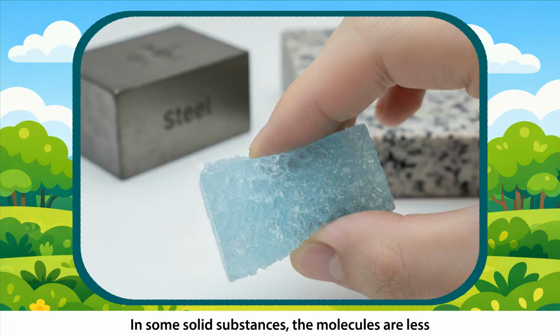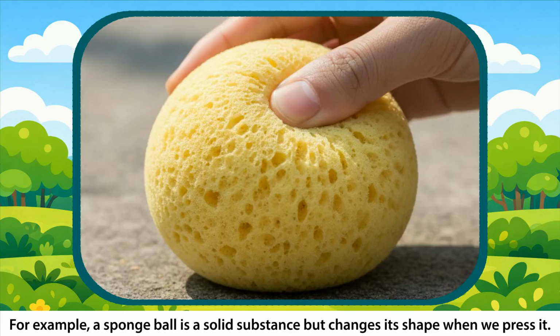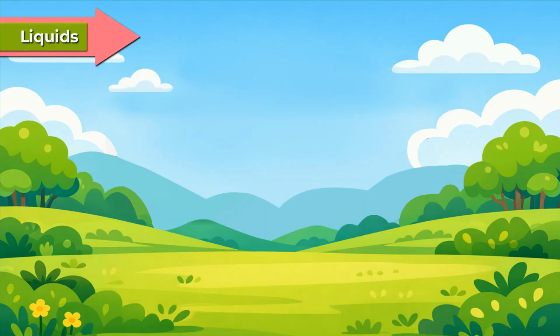In some solid substances, the molecules are less tightly packed than other solid substances. Hence, these solid substances can change their shape when pressure is applied on them. For example, a sponge ball is a solid substance but changes its shape when we press it.